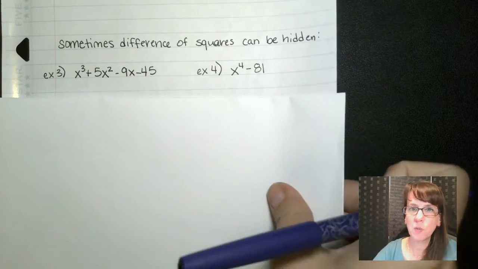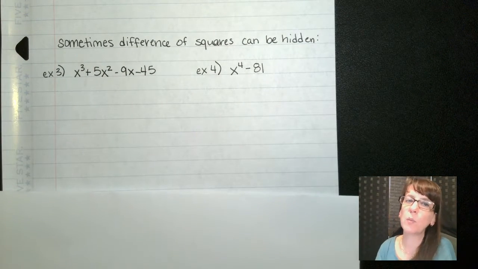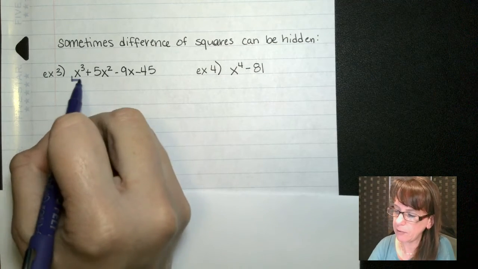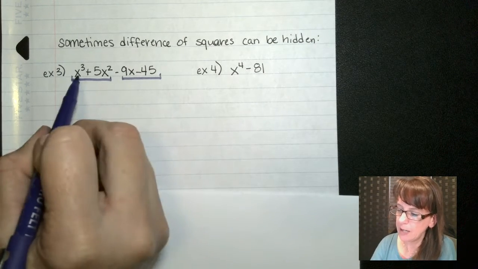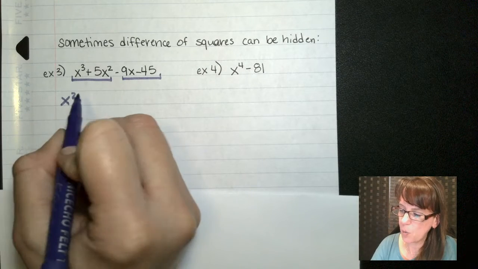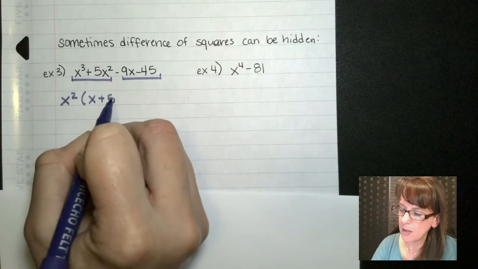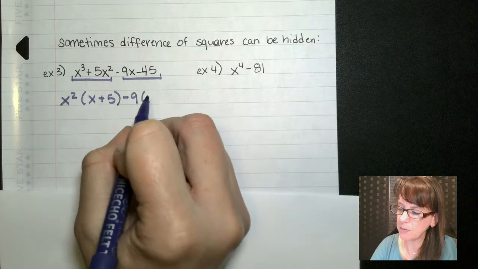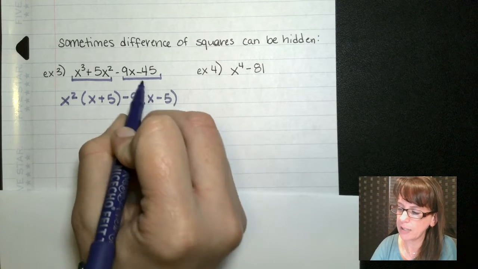Now, sometimes the difference of squares can be hidden. In a previous video, we talked about factoring by grouping. So let's take a look at that really quick. If I factor by grouping here, in this first one, I can take out an x squared, and that leaves me with x plus 5. Bring down my minus sign, and in this one, I can take out a 9, which leaves me with x minus 5, because I'm just bringing that down.